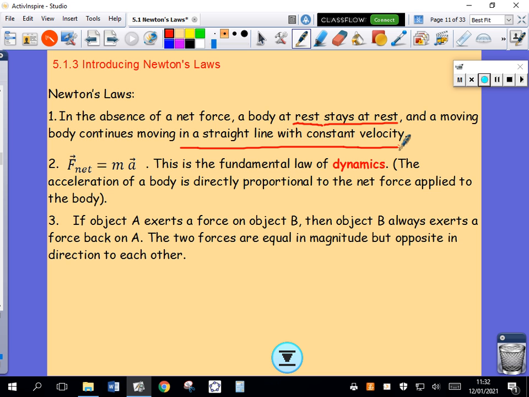Newton's second law, fundamental law of dynamics. This equation is really important. F net equals ma. And then the third of Newton's laws, if object A exerts a force on object B, then object B always exerts a force back on A. The two forces are equal in magnitude but opposite in direction to each other.